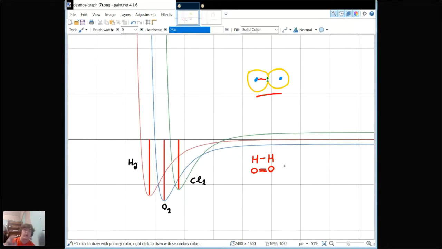If you have two single bonds, or single bond versus a single bond, you can look at the size of the atom, and that will determine which one is stronger, because the larger atoms will have a weaker interaction. So that's that.